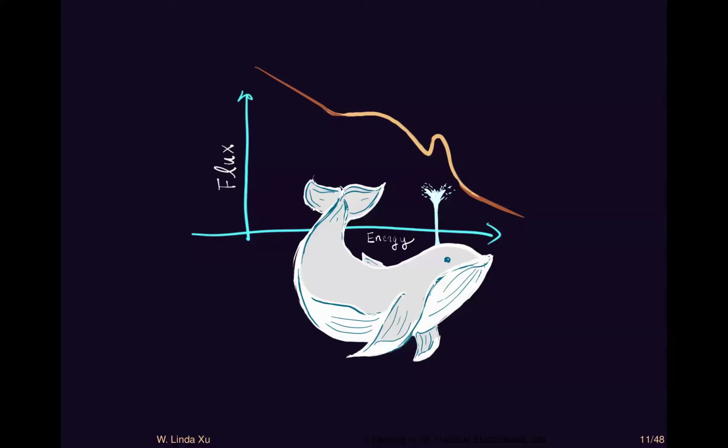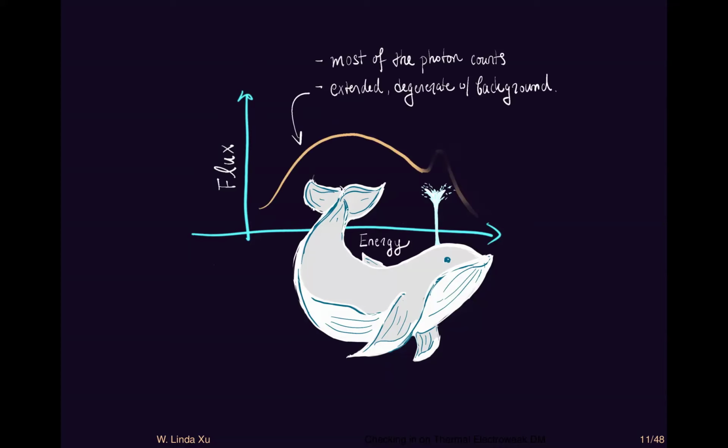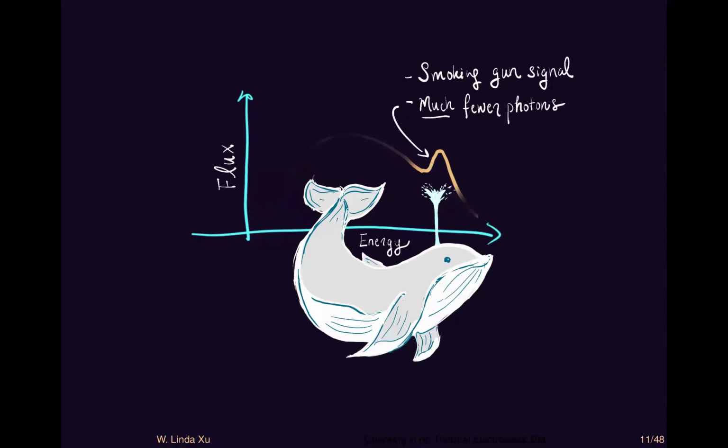I have this cheeky cartoon that I like to use. If you want to look for the great white whale of new physics underneath the sea of background photons, you can look for either of these features in isolation. This large set of continuum photons do make up the vast majority of the photon counts, but in shape is a little bit more degenerate with the background, or you can look at these smoking gun signals that are much more difficult to explain astrophysically, but in terms of raw photon count, do take up a much smaller bit of the signal.